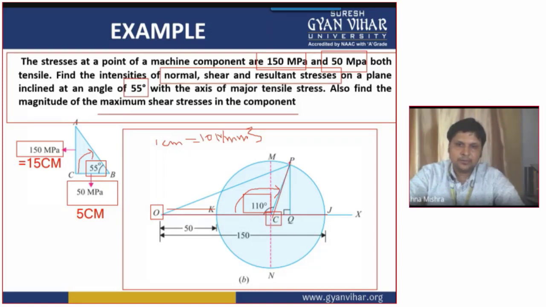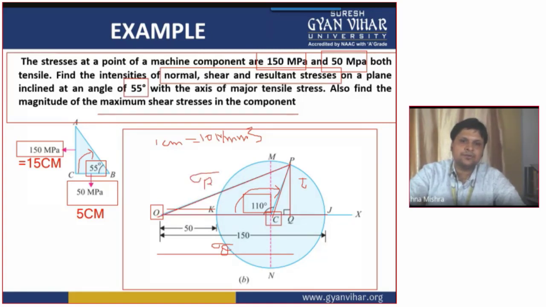Now drawing the perpendicular line from this P to this XX, this will give you the value of tau. All right. And the distance from this Q to this O will give you the value of sigma theta. And the line joining this P with this O will give you the value of the resultant. So this was an easy question, and this angle will give you the angle of obliquity.